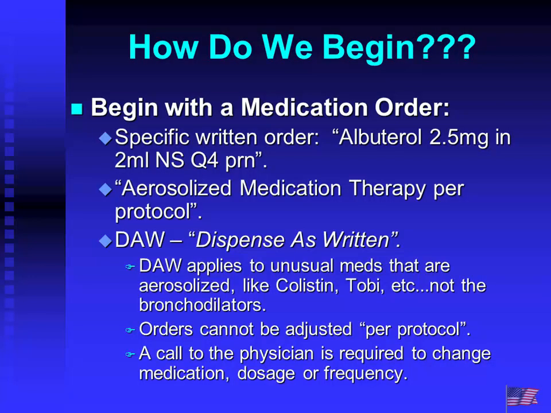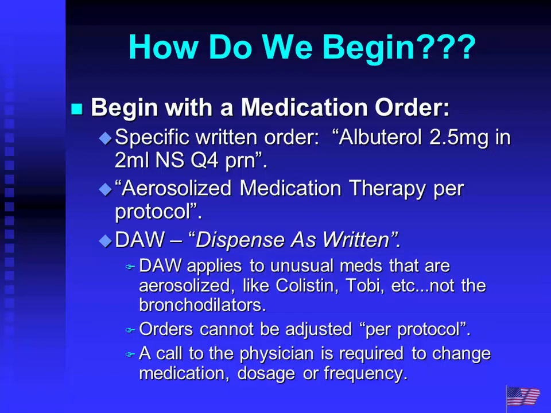So how do we begin? Well, we begin, again, with our order. In this case, if we're looking for a medication order, it should have the medication, the dosage, if we're using a diluent like normal saline, and then the frequency. And ideally, you should have a duration of therapy as far as how many days you want to do this before it's reevaluated. The best way is, again, to do it by protocol. That way we can upgrade it or downgrade it as needed.